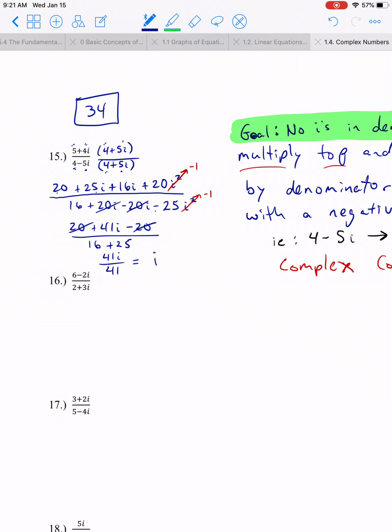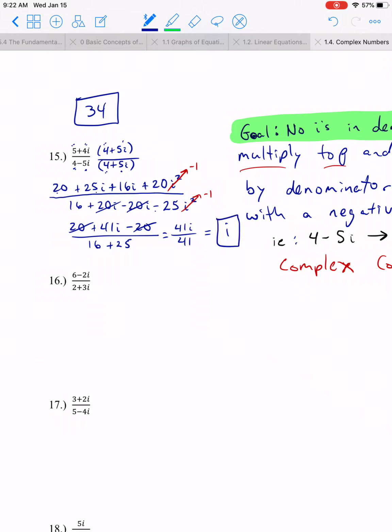Okay, and I'm going to move this up here just a little bit because I kind of wrote down on top of what I wanted there. But what you end up with is this 41i over 41, and you just get an i for the answer there.